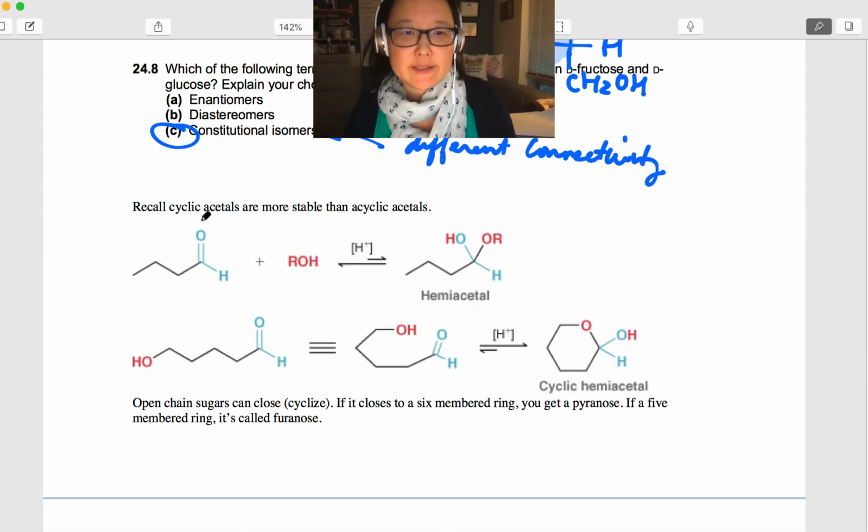Cyclic acetals are more stable than acyclic. So for example, we've done a lot of cyclic acetals as protecting groups. Here's a regular hemiacetal. Okay, so you could use any alcohol. But if you can close the ring and have a cycle like this, that can actually be quite stable.